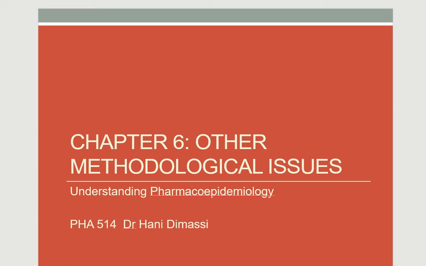Welcome to Chapter 6 of our book, Understanding Pharmacoepidemiology. This chapter kind of follows Chapter 3, where the different designs used in pharmacoepidemiology were discussed. Here we're going to talk about methodological issues related to the design in pharmacoepidemiology, mainly issues of internal validity.